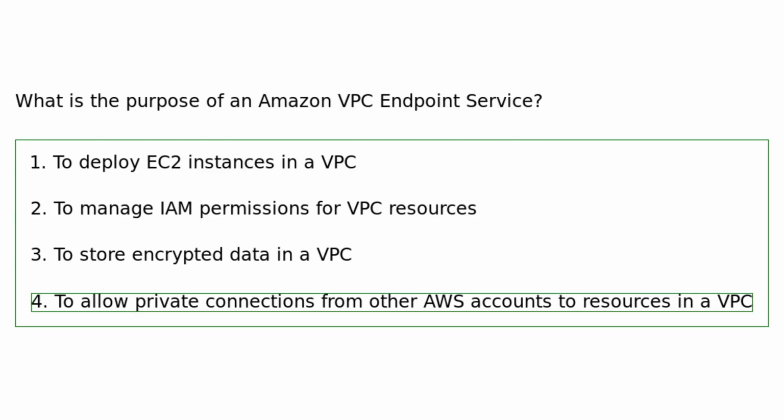An Amazon VPC endpoint service allows other AWS accounts to privately connect to resources in a VPC, enabling secure access to specific services without exposing them to the public Internet.